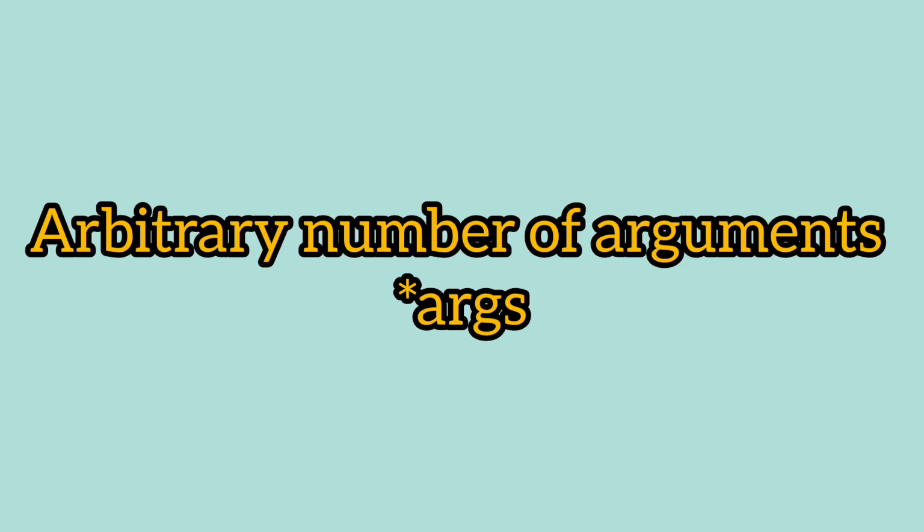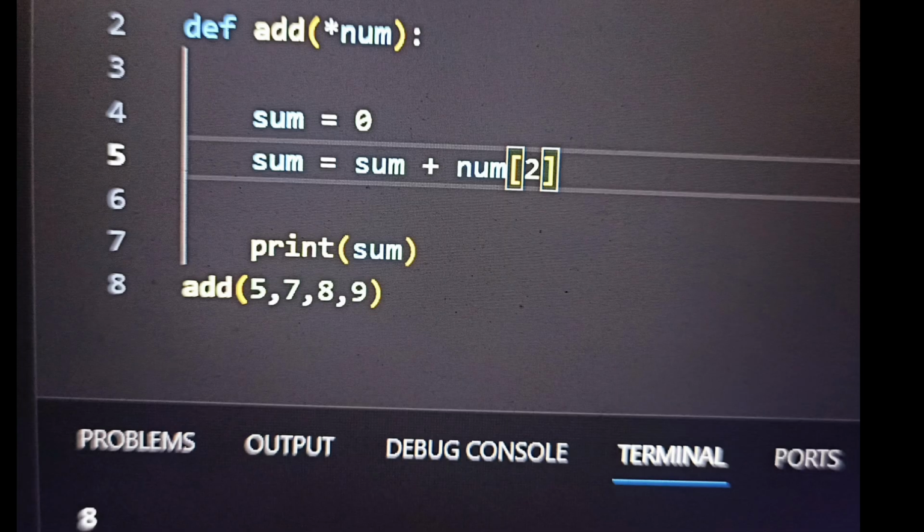Now let's see arbitrary number of arguments. If you don't know how many arguments will be passed, then use an asterisk before the parameter name. For example, we have created a function add where we are passing multiple arguments and adding only the third argument to the sum variable and printing its result.